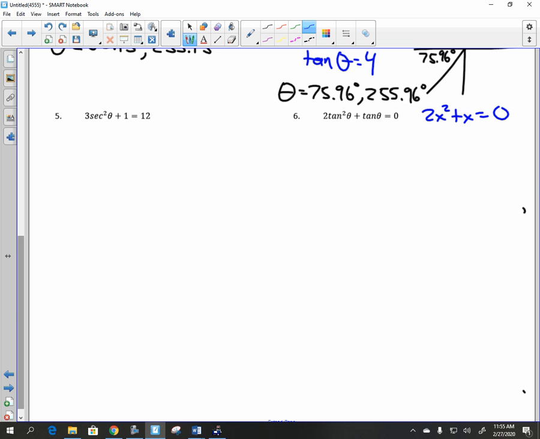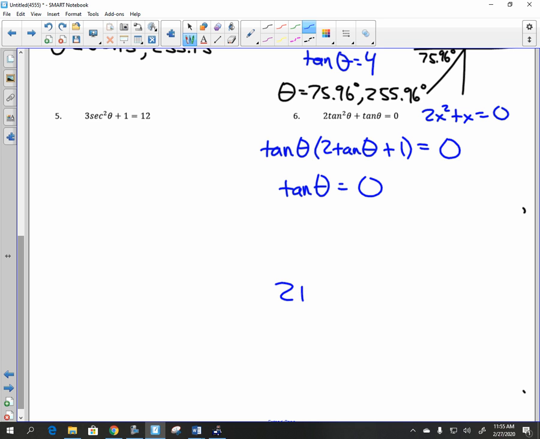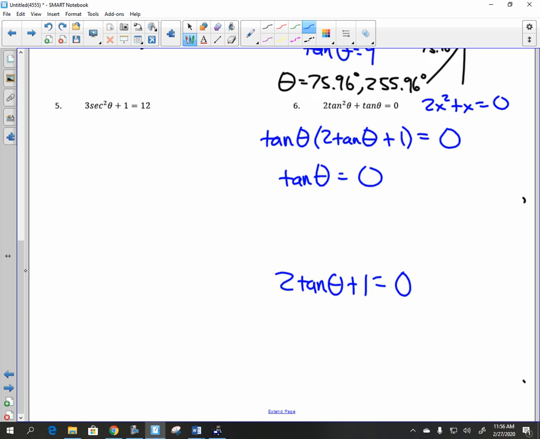Factor out an x. So we're going to factor out a tangent of theta, and you're left with 2 tangent of theta plus 1. Because you know how to factor. You're really good at that. Way to go. So I end up with 2 expressions. Tangent of theta is equal to 0. And then 2 tangent of theta plus 1 is equal to 0. So let's deal with the bottom one first. Tangent of theta equal to -1/2. Which quadrants am I focusing on? 2 and 4.